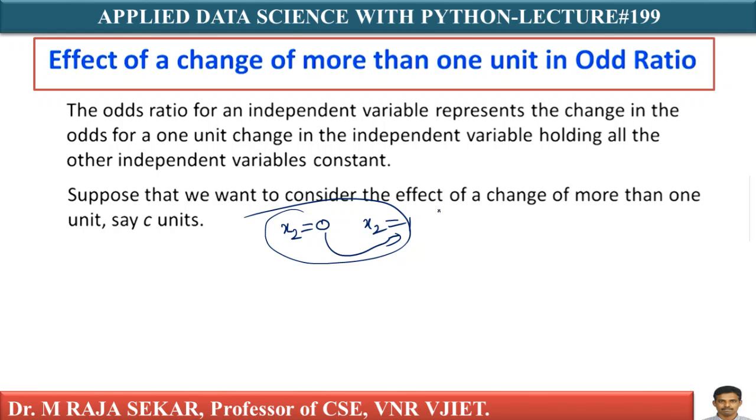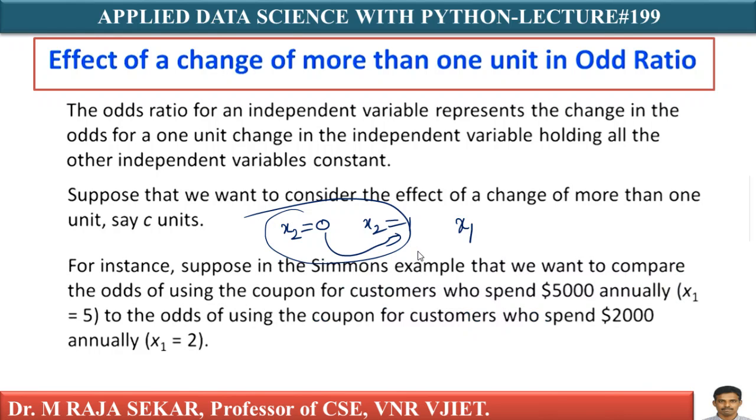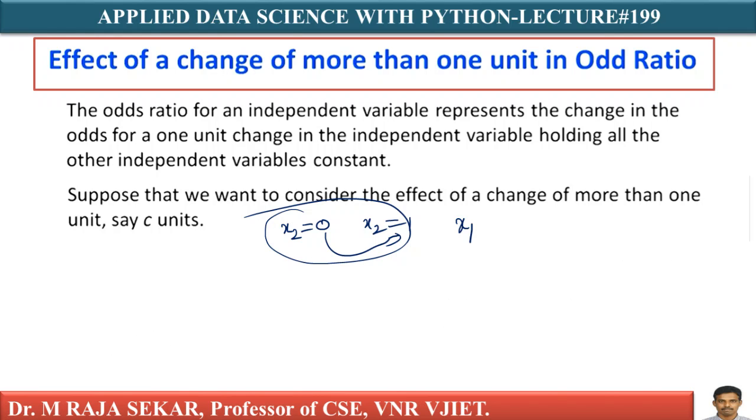For example, x1, what is your x1? x1 is the annual amount of spend. Suppose someone is spending $2,000. What is the probability that people will use the coupon? Now, we can see $2,000, what is the probability people will use the coupon?